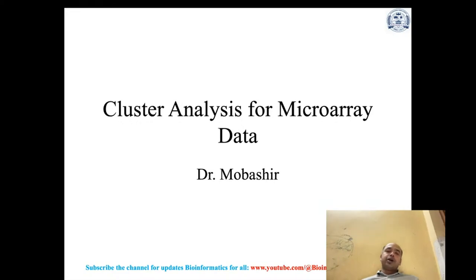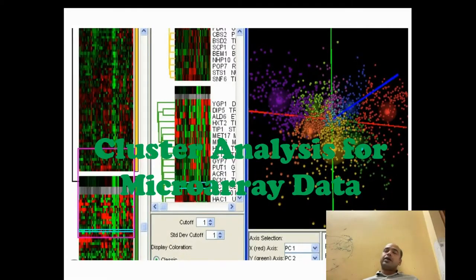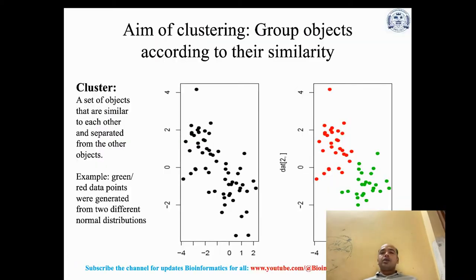In systems biology, that is cluster analysis for microarray data. So in this study, I will be mainly focusing on clustering and how to work on clustering when you have microarray data. The aim of clustering here is to group objects according to their similarity. A set of objects that are similar to each other and separated from the other objects are called clusters.